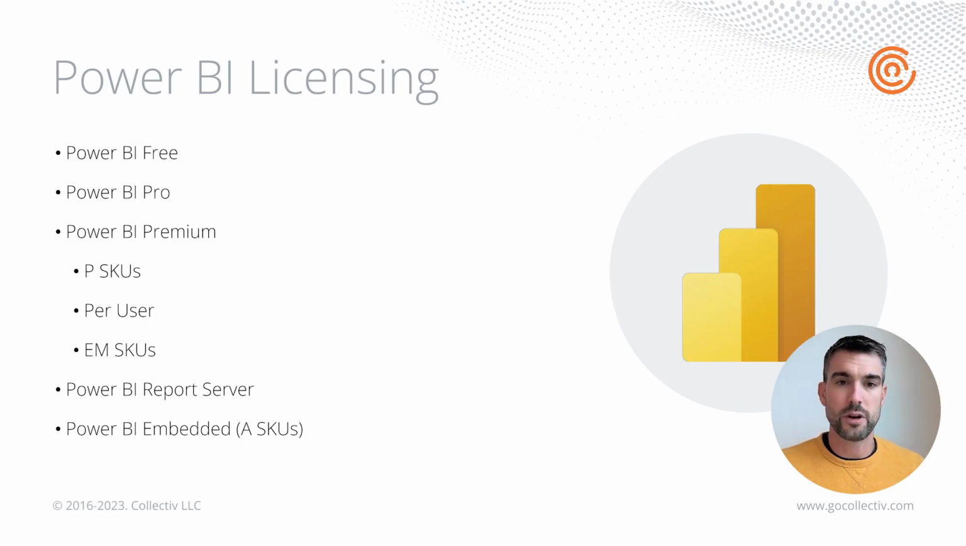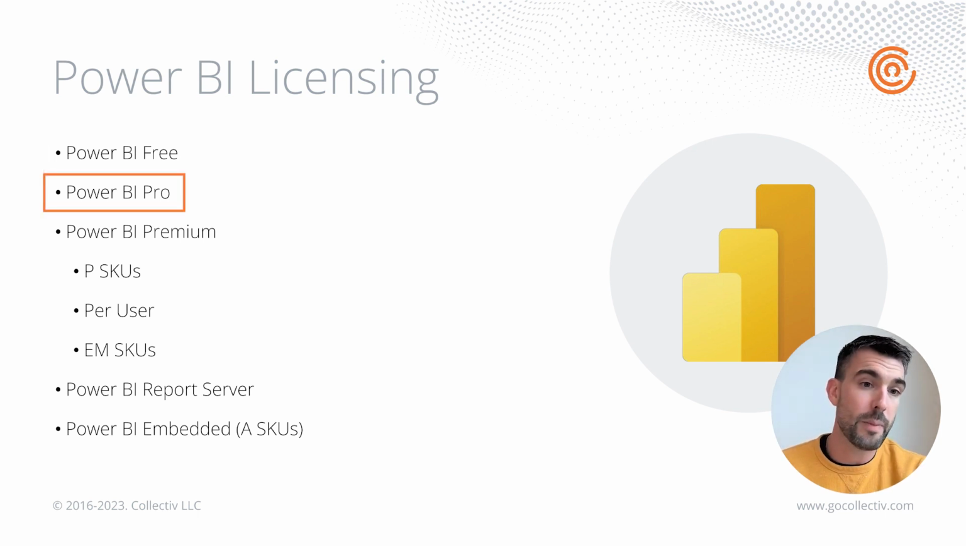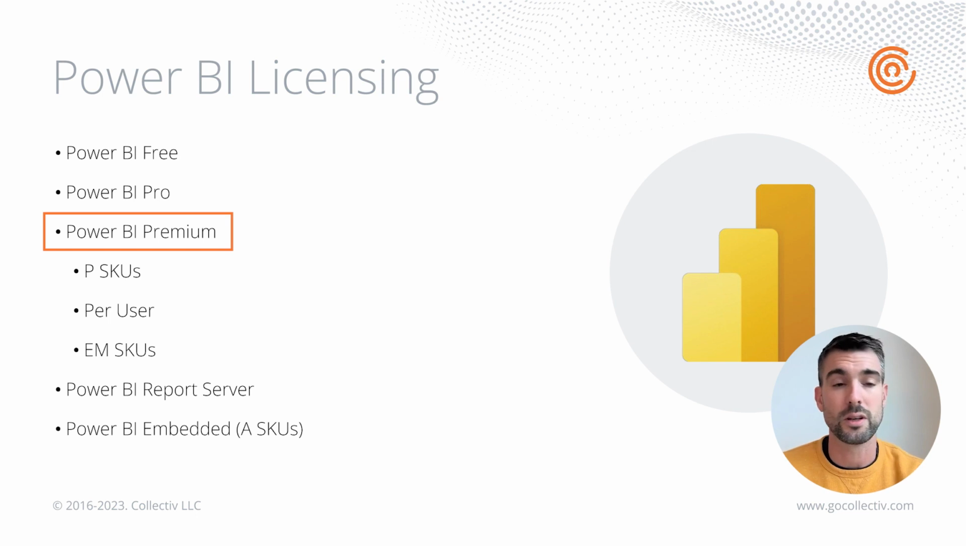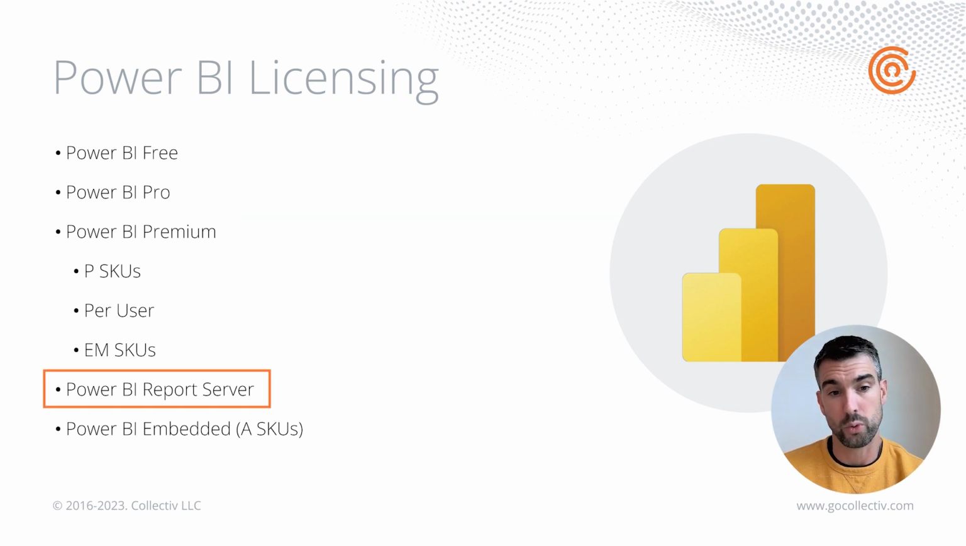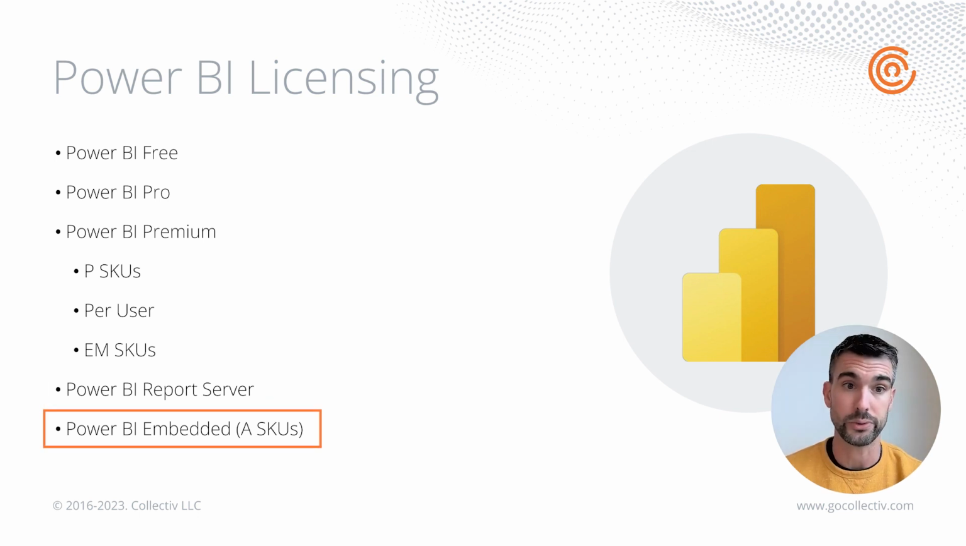All right, so let's dive right in here. Today we're going to be talking about all the different forms of Power BI licensing. We're going to start off with Power BI Free and Power BI Pro. We're then going to dive into Power BI Premium, and that's going to focus on the P SKUs, the Per User, and the EM SKUs. Right after that, we're going to talk about Power BI Report Server, and then we're going to end our presentation today on Power BI Embedded. That's what we call the A SKUs.